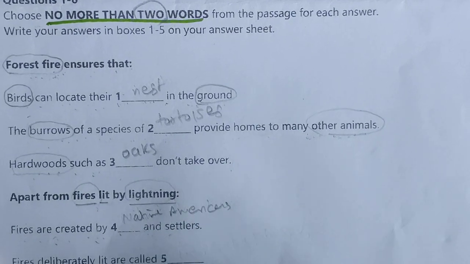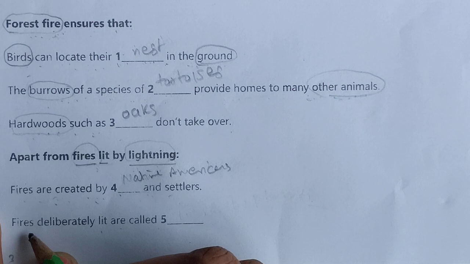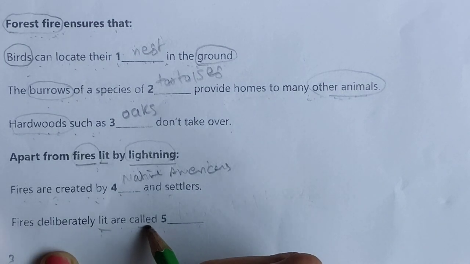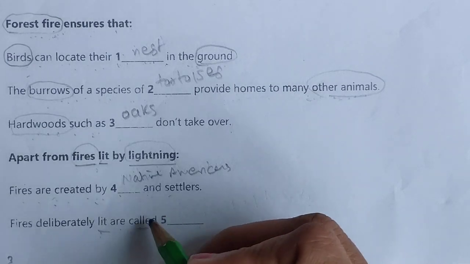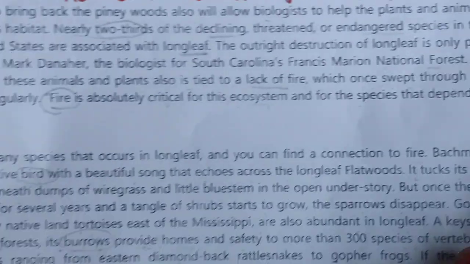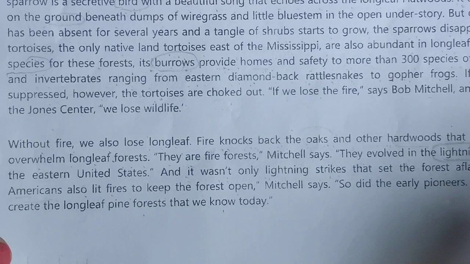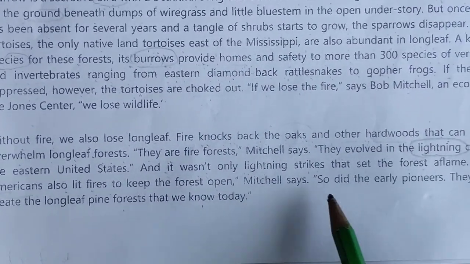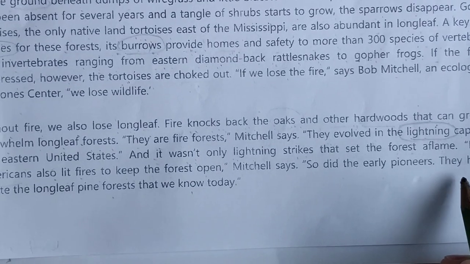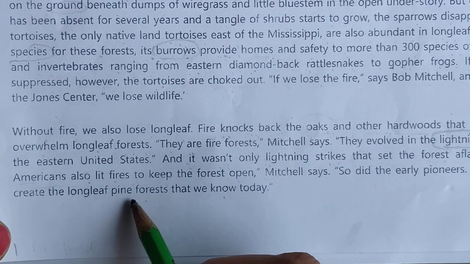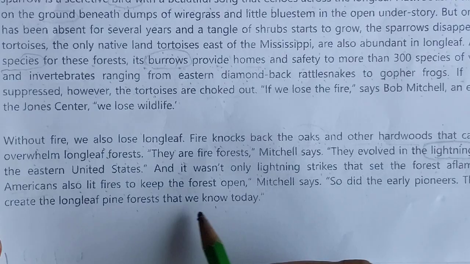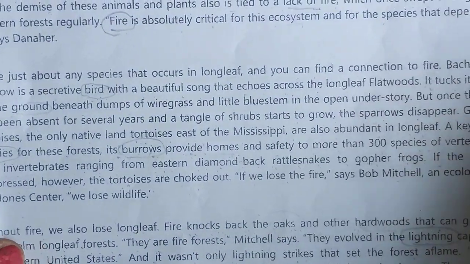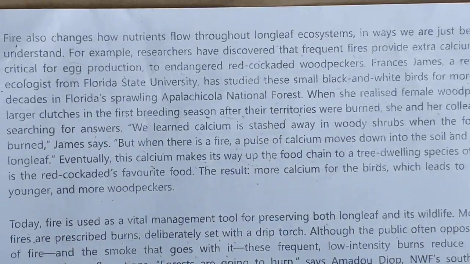Now coming to the next question: fires deliberately lit are called. What are they called, what are they known as, what is the other name for fire deliberately lit? So did the early pioneers. They helped create the longleaf pine forest that we know today. Okay, let's move on to the next page.